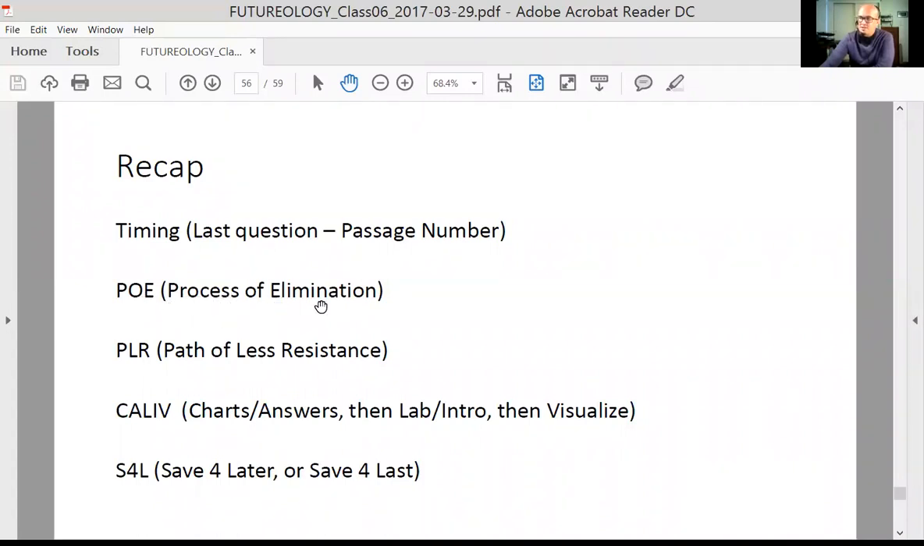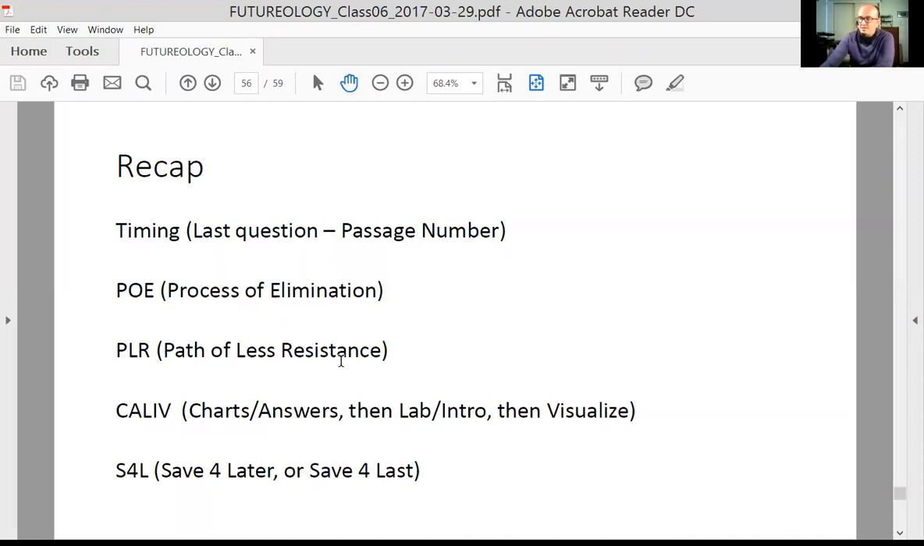POE means process of elimination. You saw that demonstrated many times as we went through the questions today. Always try to cross off 2. If you can cross off 2, you're going to be in a really good spot to make it through the answers. PLR means the path of less resistance. We saw that today as well.